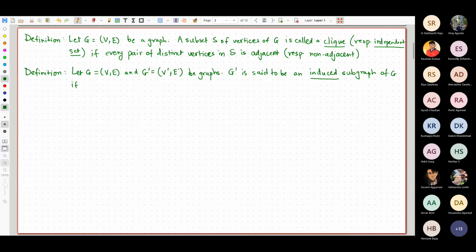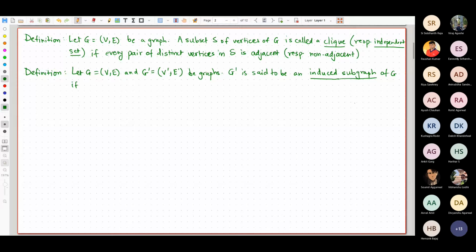If you remember the definition of a subgraph, forget the induced part for now. What is the criterion that G' needs to satisfy to be a subgraph of G? V' should be a subset of V, and E' should be a subset of E.